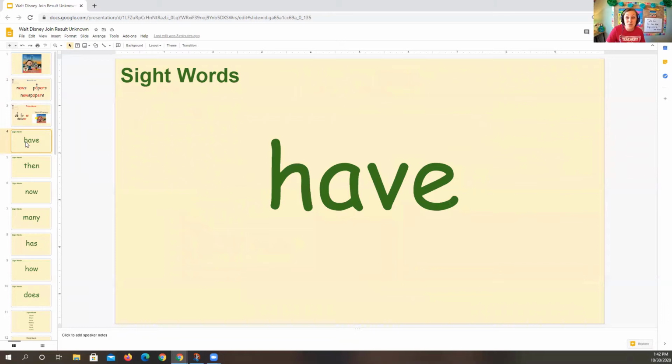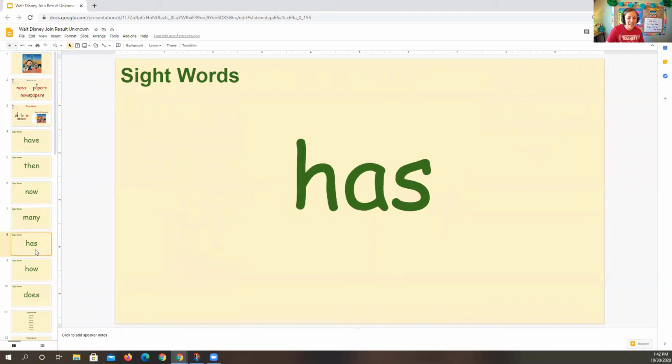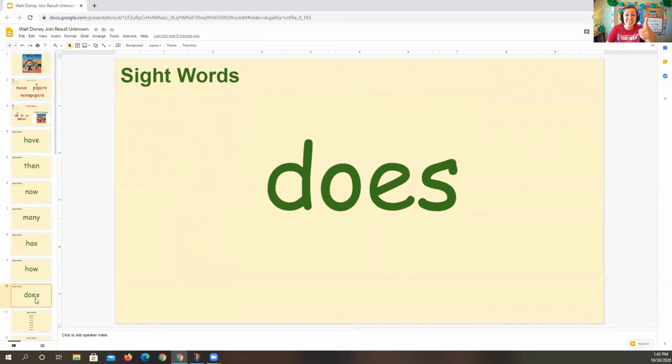Then we practice some sight words. Are you ready? How, then, now, many, has, how, does. Good job. Sight words, we have to know them by sight. So we need to look at them and say them.